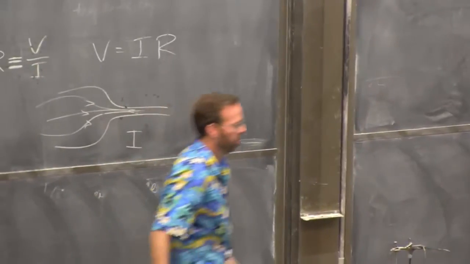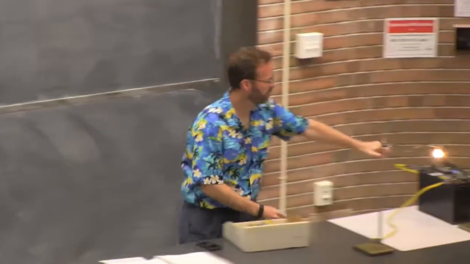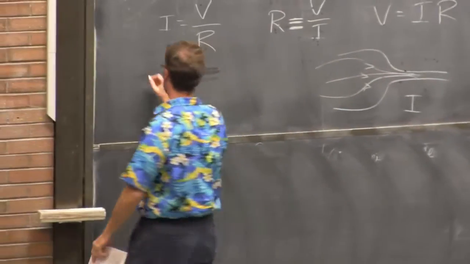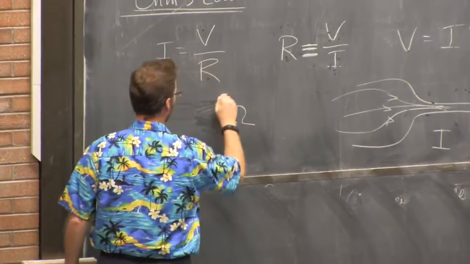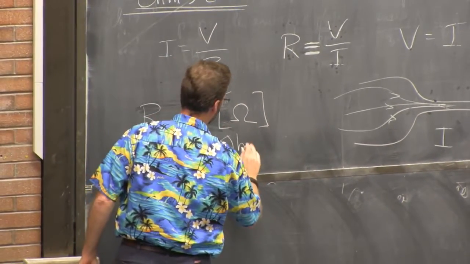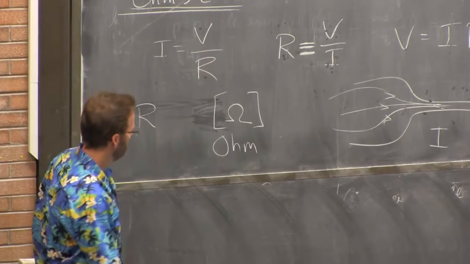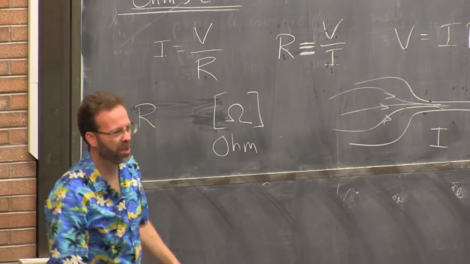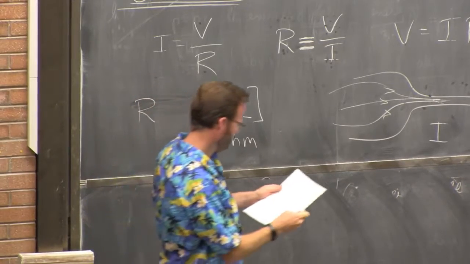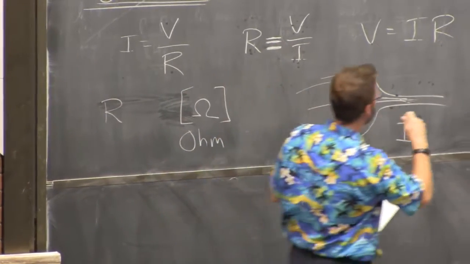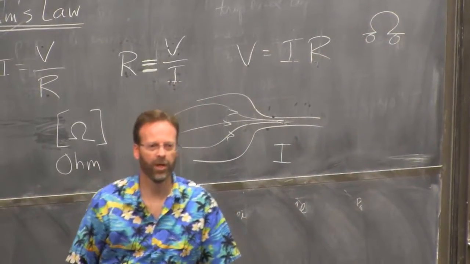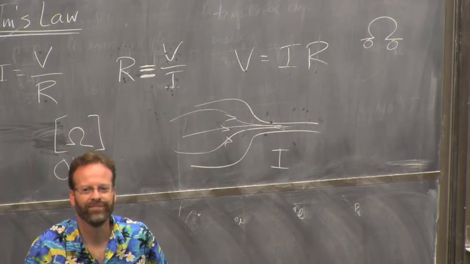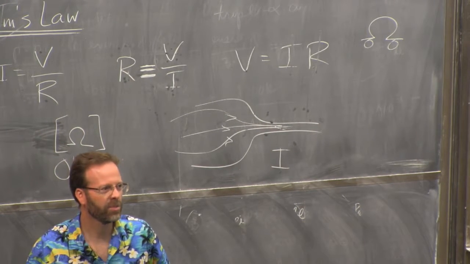What's the unit of resistance? Anybody know or read the book? Yep. Resistance is measured in ohms. It's the Greek letter omega. Ohm's law. Same guy. And there's some dumb puns you can do. Let's see. If that's an ohm, what is this? On wheels. It's a mobile ohm.